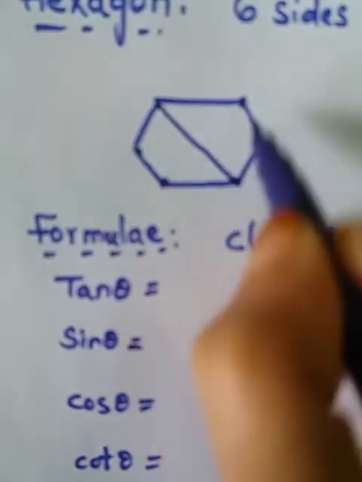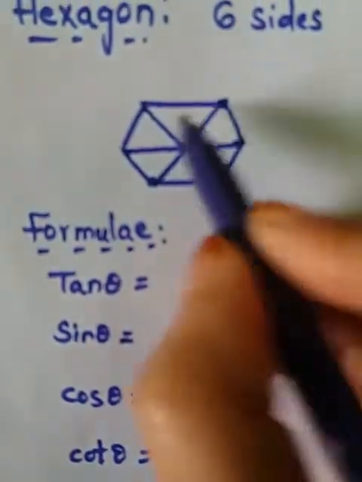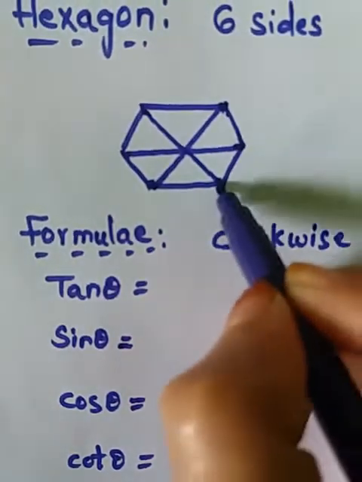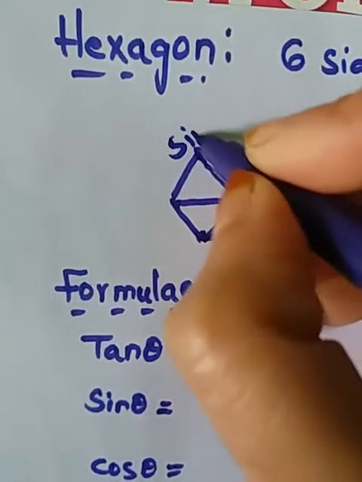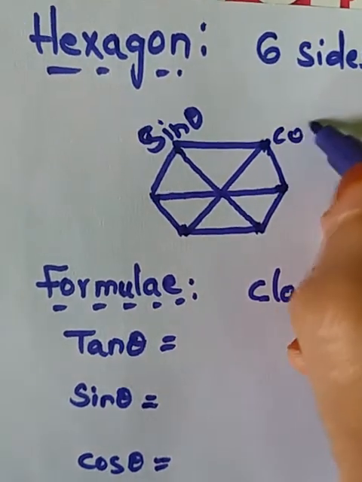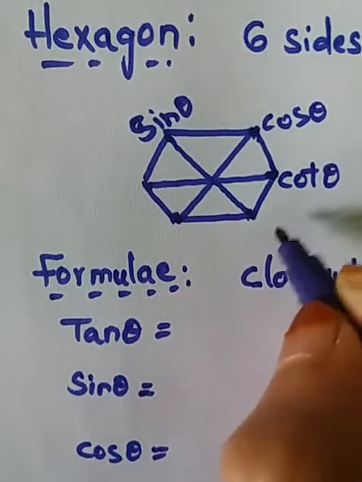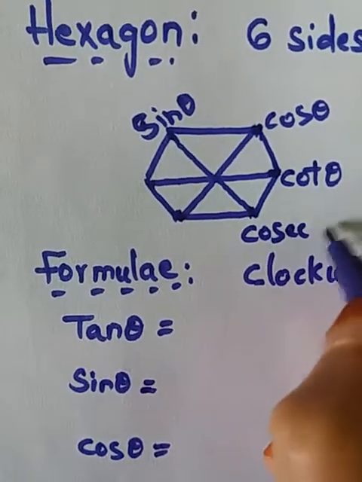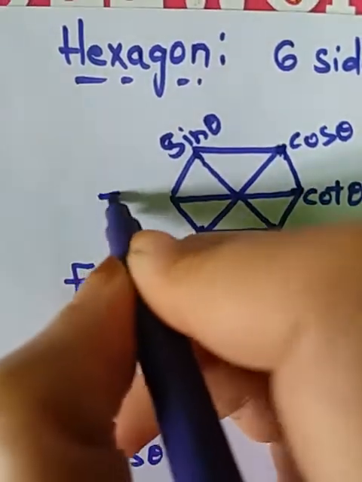This is 1, 2, 3, 4, 5, 6. As you can see, 1, 2, 3, 4, 5, 6. Right? Now let me give the names here: sin theta, cos theta, cot theta, cosec theta, sec theta, and tan theta.